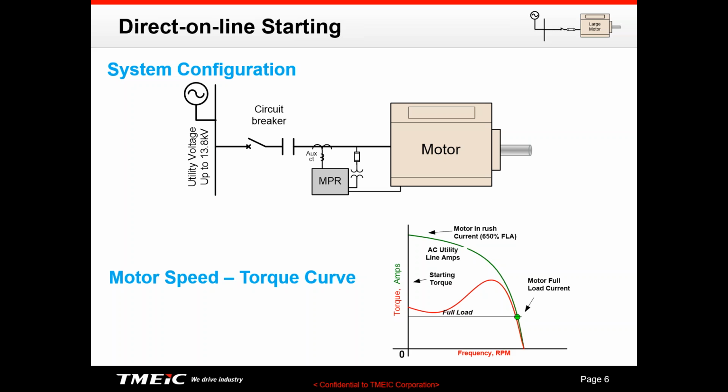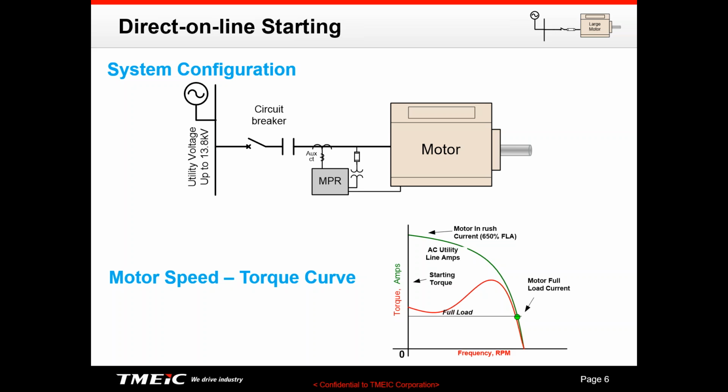But anyway, we have some utility voltage, and then you have an incoming circuit breaker or a fused vacuum contactor. It really depends on the ampacity that you want to pass through the circuit. Then you have an electric motor and your driven equipment. And you have here the MPR, which is the motor protection relay, to make sure that the motor is protected during the starting or during the operating conditions.